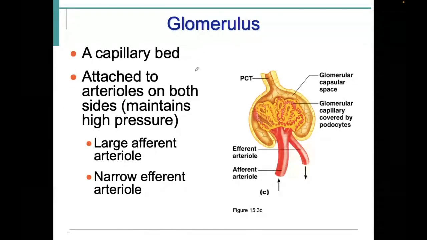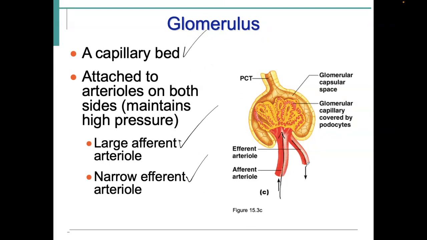So the glomerulus, that's a capillary bed. It's attached to arterioles on both sides to maintain high pressure. The large one is the afferent arteriole, and the narrow one is the efferent. And we said that blood comes in this way at a faster rate than it can exit, so it stagnates here for a little bit, and it allows for the pulling out of all the debris, right? The filtration. It can filter and pull it out into the first part of the proximal convoluted tubule.